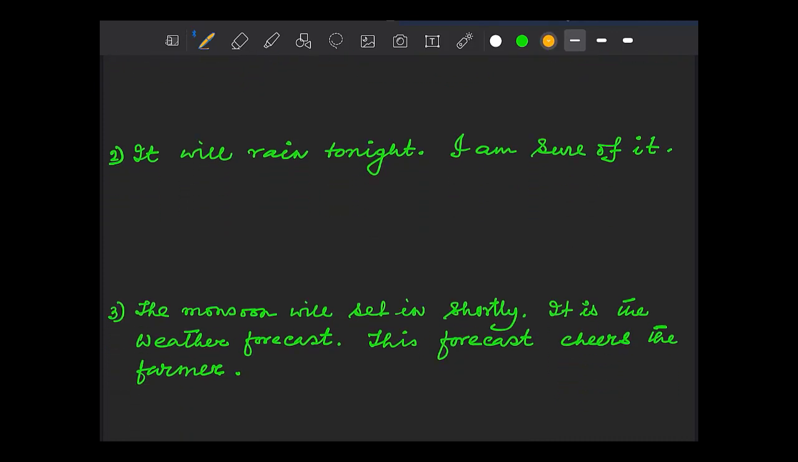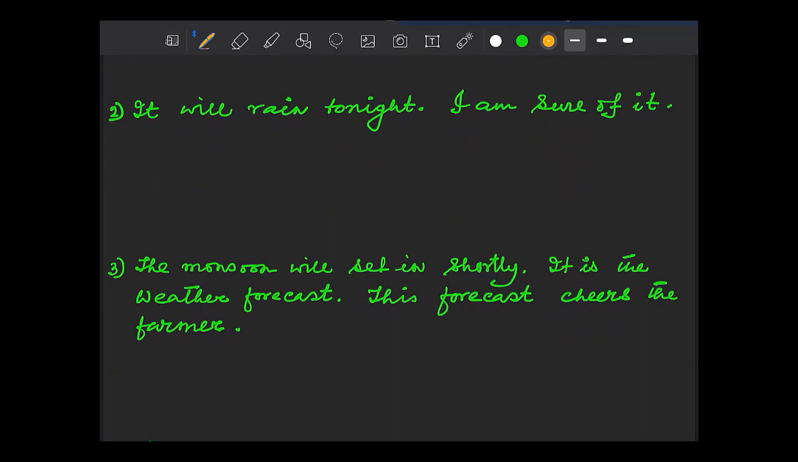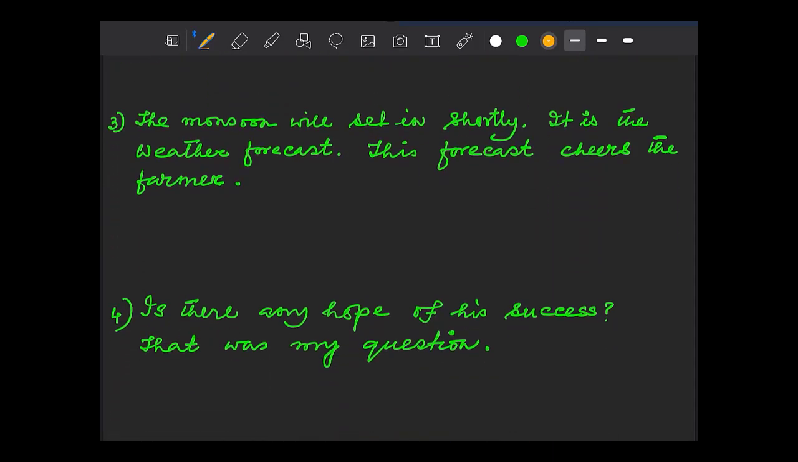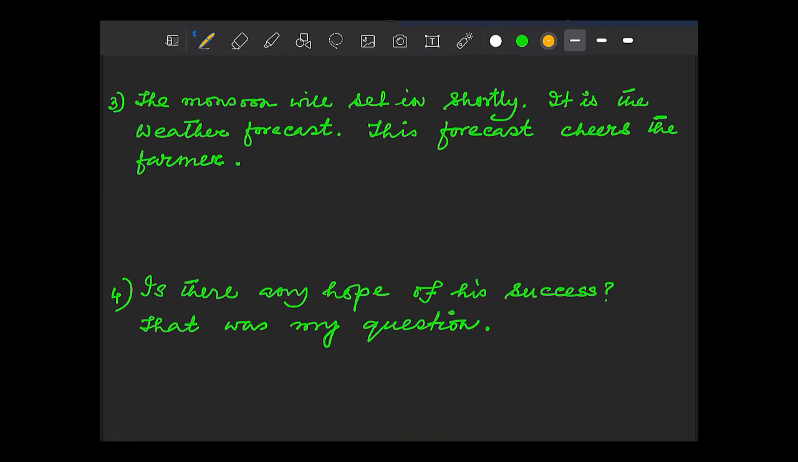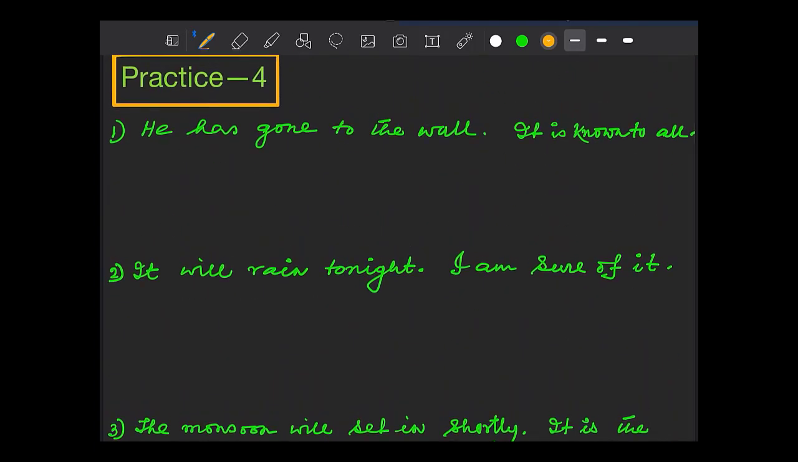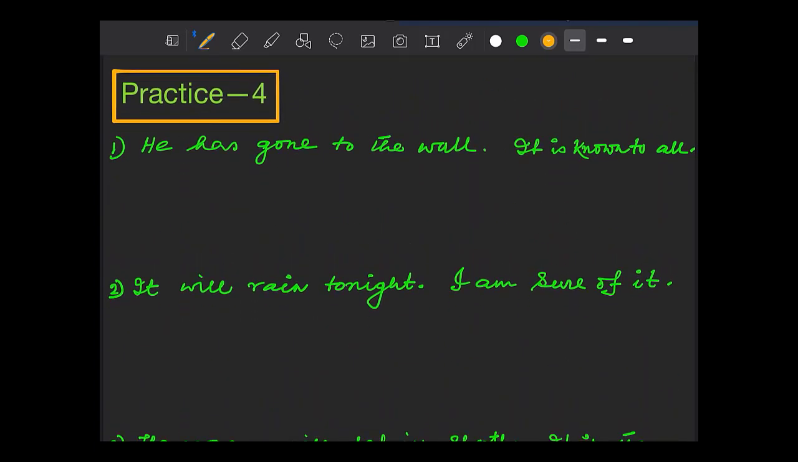I am sure of it. Number 3, the monsoon will set in shortly. It is the weather forecast. This forecast cheers the farmers. And number 4, is there any hope of his success? That was my question. So these are the 4 questions. Copy them in your exercise book one by one. Then pause the video and do the works.